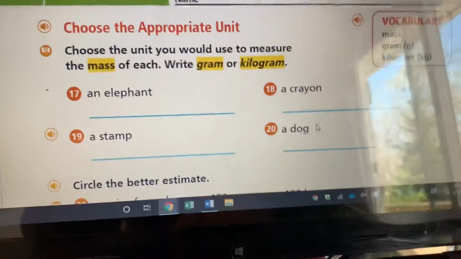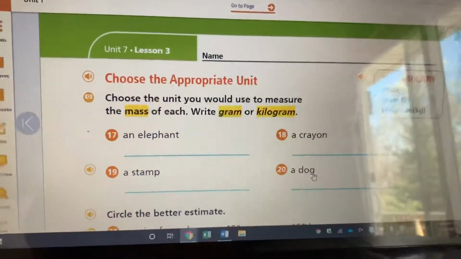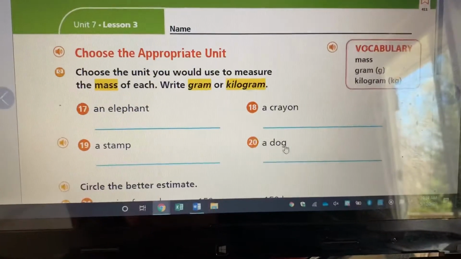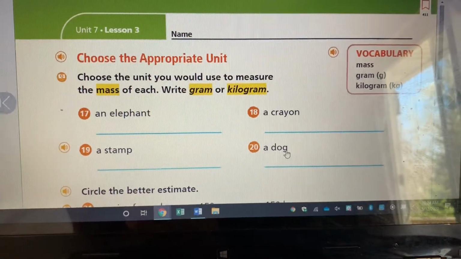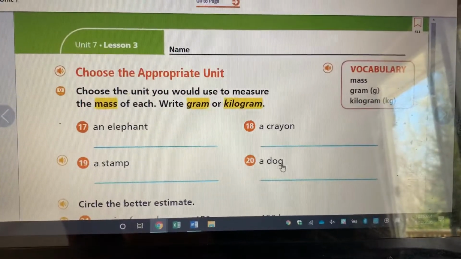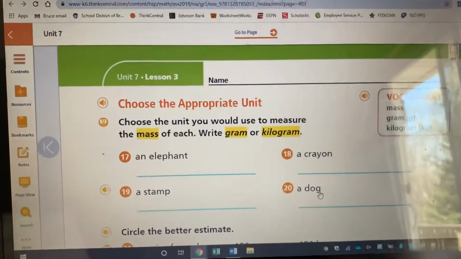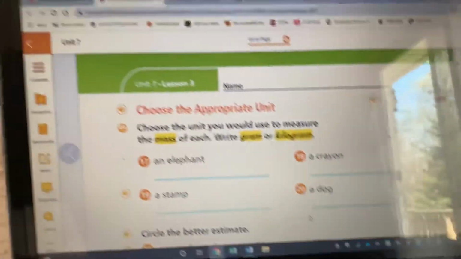And the dog, well, since a gram is so light, even the tiniest of dogs, like the dogs we have here, you would still use a kilogram, even though a tiny dog might only be a few kilos, because we know there's 2.2 pounds in a kilogram. So like a 6-pound dog might be about 3 kilos. All right, let's keep looking.